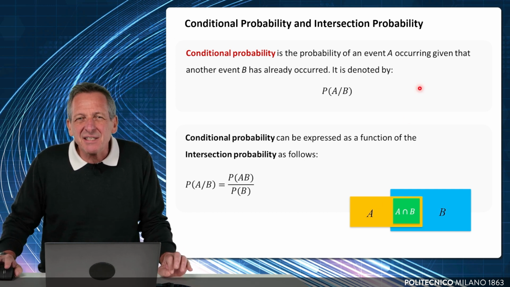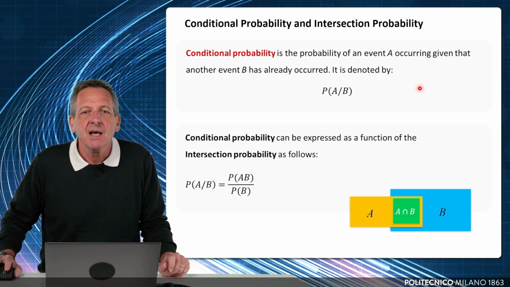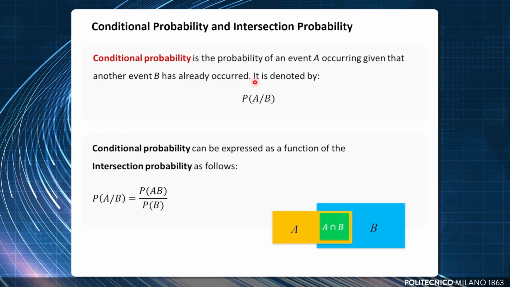Conditional probability. This is really an important tool for the computation of probabilities. The conditional probability is the probability of an event A occurring given that another event B has already occurred. It is written in this form here, with this symbol here. Pay attention, here the slash in probability of A slash B is not a division. This is a particular notation in the field of probability and indicates the conditional probability.